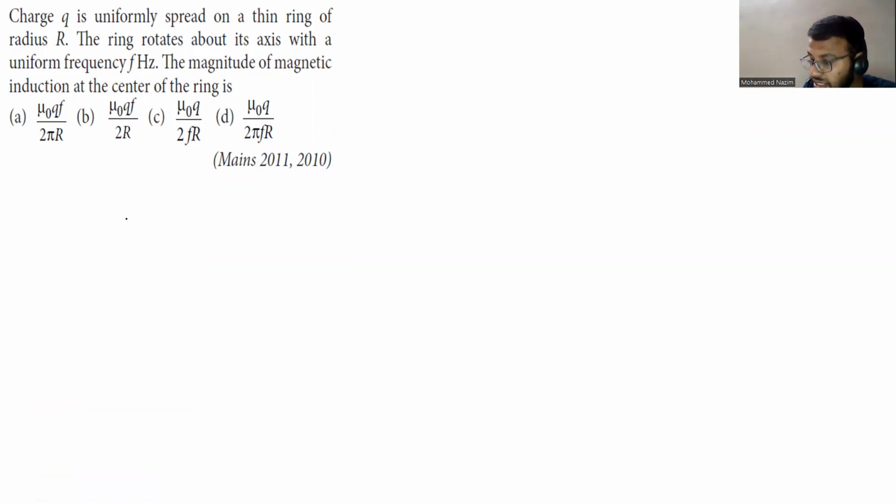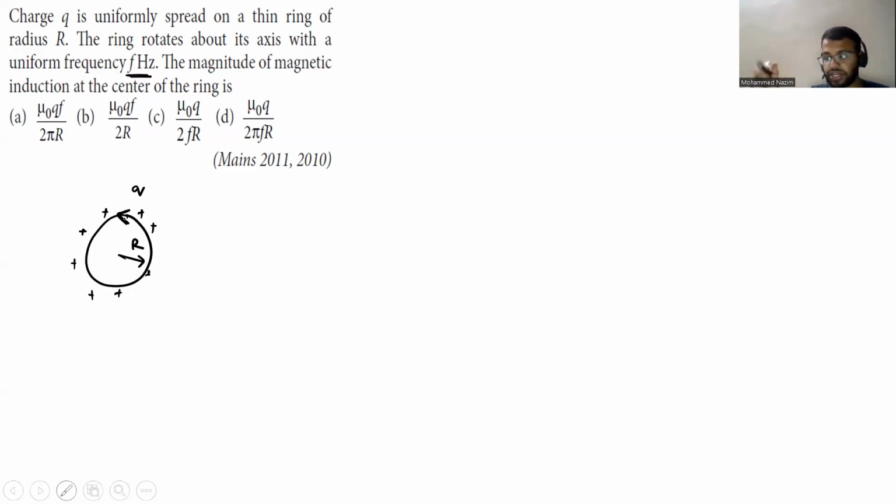So here there's a charge that is given, charge is spread on the ring, and the charge is given as Q and the radius is given as R. And the ring is rotating at a constant frequency F. Let us give some direction of the rotation, clockwise or anti-clockwise. We know movement of charge will give rise to current. So this is exactly equivalent to a circular loop which is carrying current, isn't it? Because movement of charge in a particular direction will give rise to current.